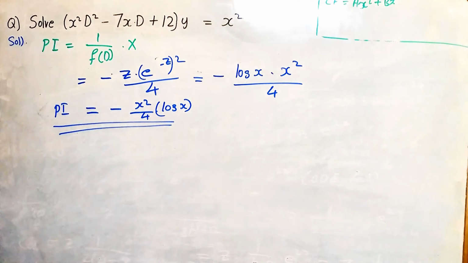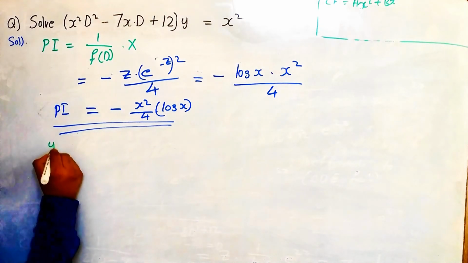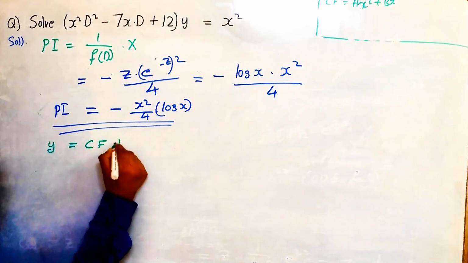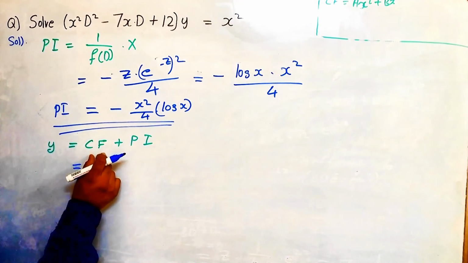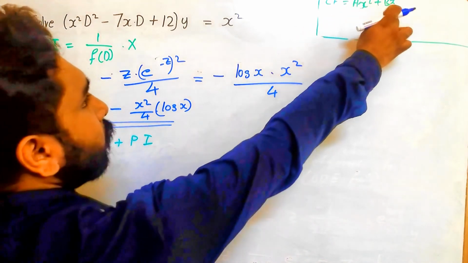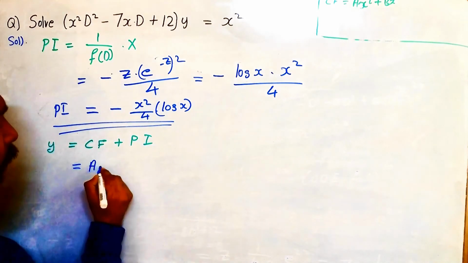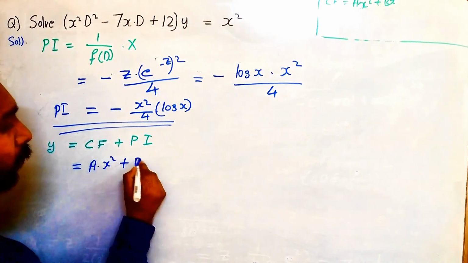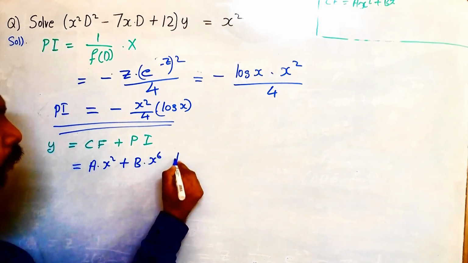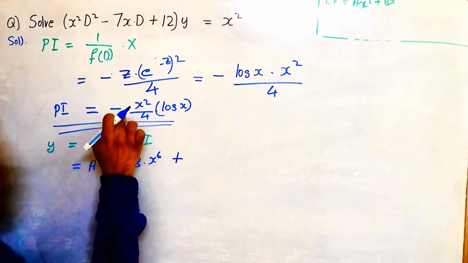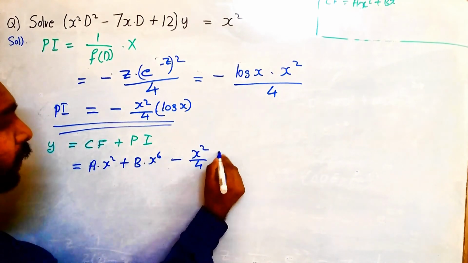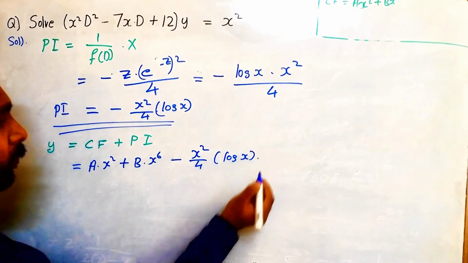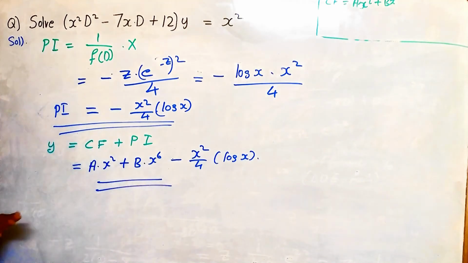Now let us write the final solution. The final solution y is equal to the complementary function plus the particular integral. So what is the complementary function? We found it at the beginning of the problem: a into x square plus b into x to the power of 6, plus the particular integral value, that is minus x square by 4 into log x. So this is the complete solution of this problem using the Cauchy's Euler type.